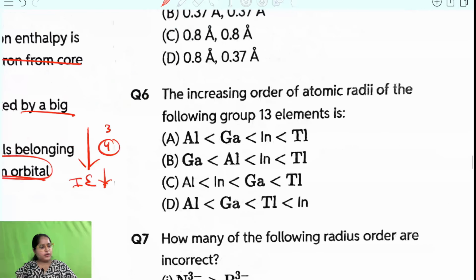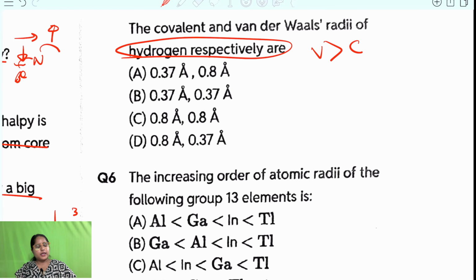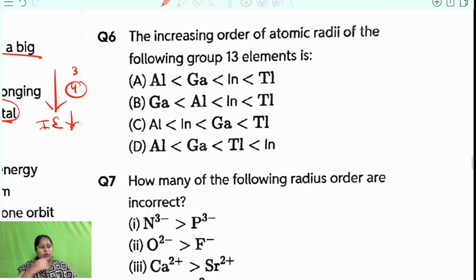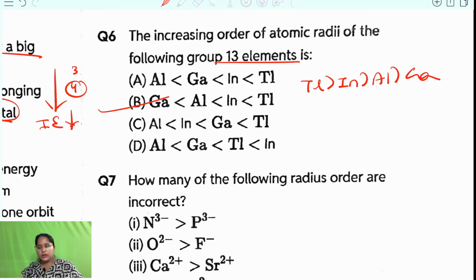Let us see question number 5. The covalent and van der Waals radii of hydrogen respectively are. So, we know van der Waals is more than covalent. They are asking covalent first, so the first value should be lesser and the second should be more. So, 0.3, 0.8. Covalent is lesser than van der Waals. So, A option is the right option. The increasing order of atomic radii of the following group 13 elements. For group 13, it is an exceptional one and you have to remember the order: thallium, then indium, then aluminum, then gallium. Option number 2 will be the right answer.